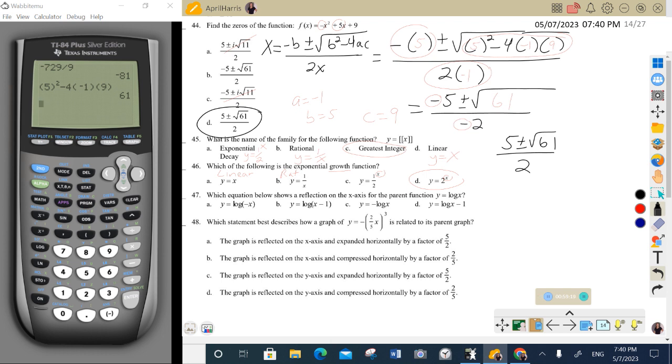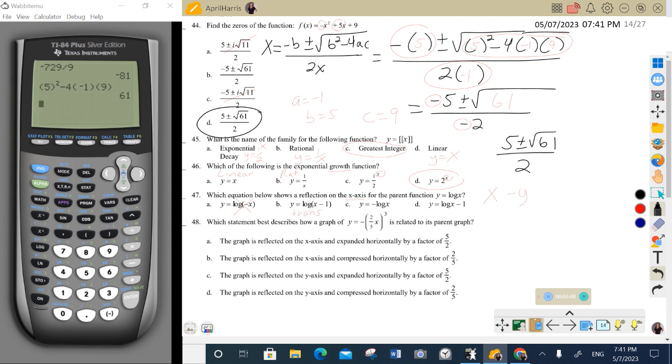47 wants to know which one shows a reflection on the x-axis for the parent function log of x. Now, if you reflect on x, x is going to stay positive, and you're going to do the negative of y. So where do we have a negative y? Well, A has a negative x. It's definitely not that. B, that is not a negative 1. That is minus 1. That's a translation.